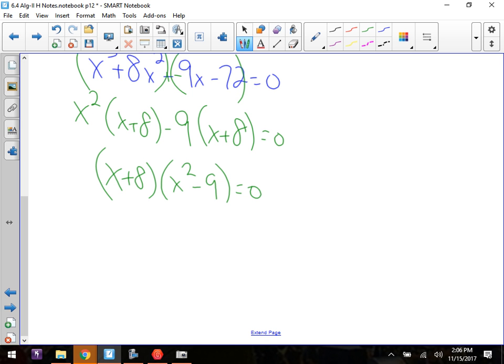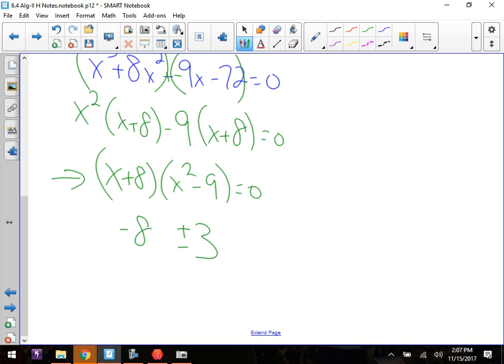Since we have this equal to 0, I can do one of two things. I can set them both equal to 0 and solve for x, or if I want to be rambunctious, I can factor the x squared minus 9 a little bit further. It doesn't matter. If I get to this point, knowing that it's equal to 0, I would just get my zeros and write them down. My zeros are at negative 8 and plus or minus 3.